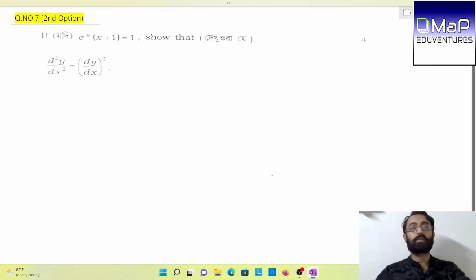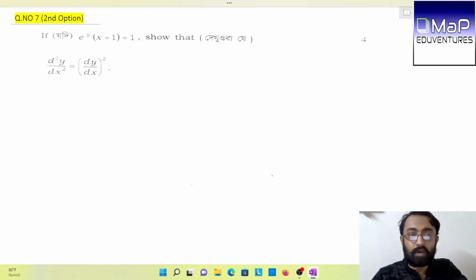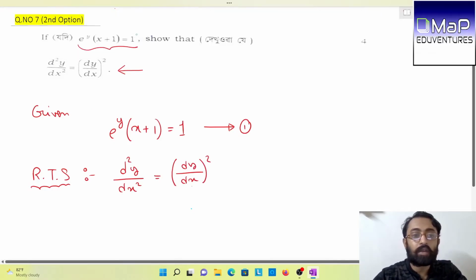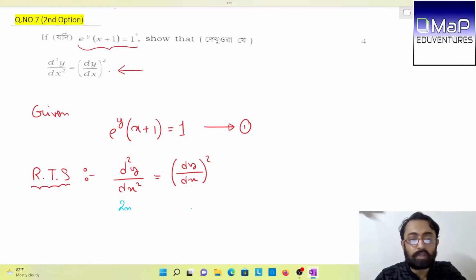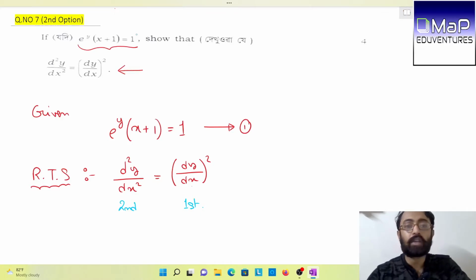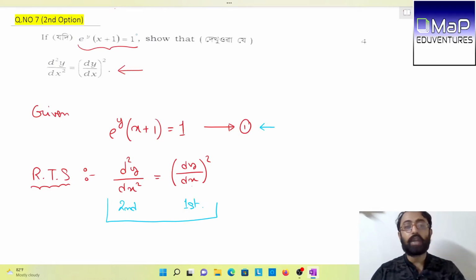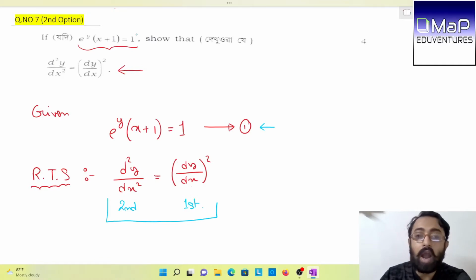Last question, question number 7. This is our exercise question, exercise 5.7. Okay, let us start with what is given. Now if we observe the question, it is required to show a relation involving second order as well as first order derivatives. That means the given equation, our equation number 1, we have to differentiate it 2 times. Moreover, on close inspection, the second order and first order derivatives appear on both sides of the equation. That means what?